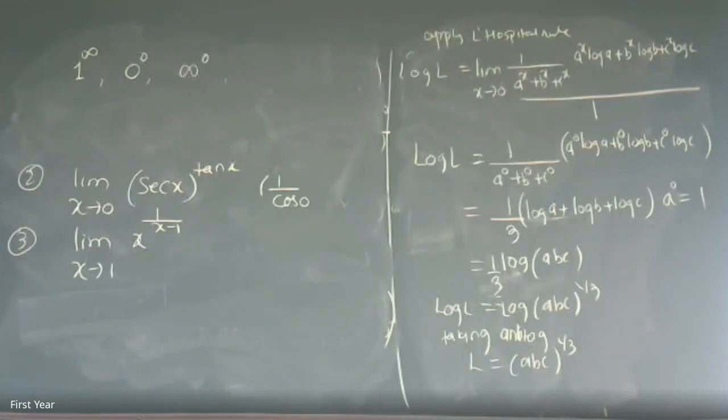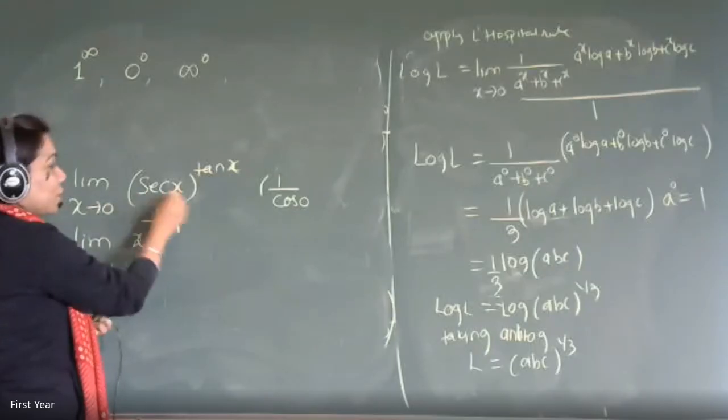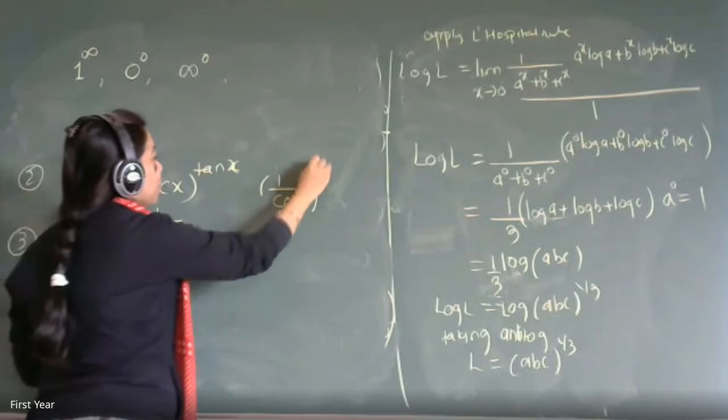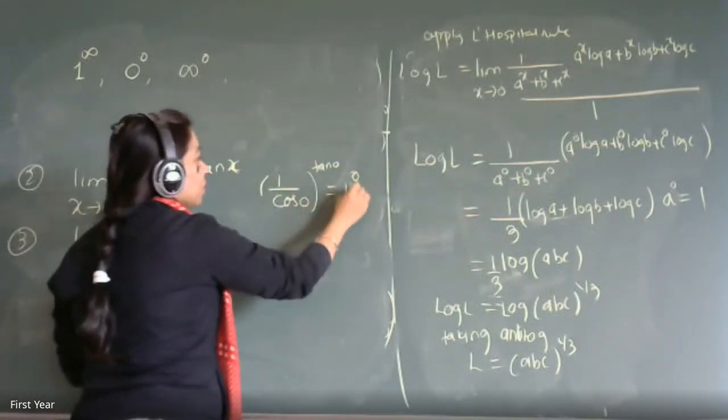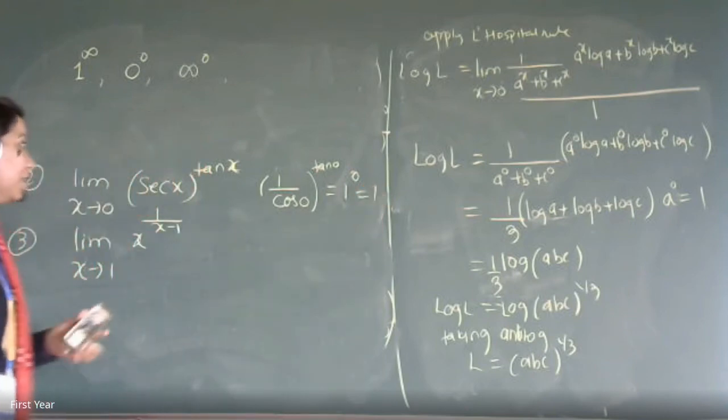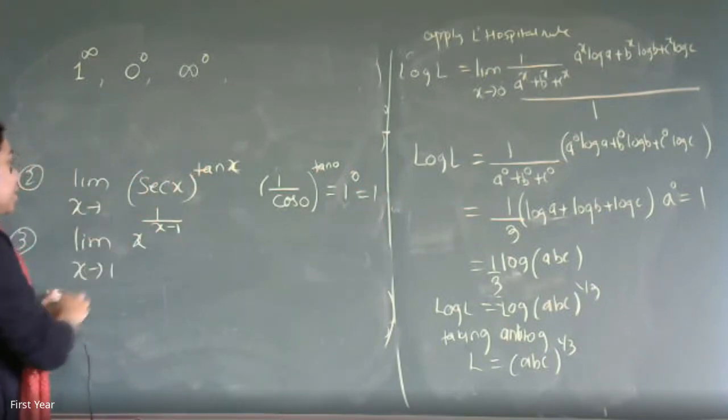Let me check. I'm giving the wrong option. Sec of 0 is 1 by cos 0, which is 1. And tan of 0 is 0. So it is 1 raised to 0, which is 1. Sec of 0 is 1 by cos 0 raised to tan of 0. So 1 by cos 0 is 1, and it is 1 raised to 0, which is 1. So it is finite. So that is the problem.